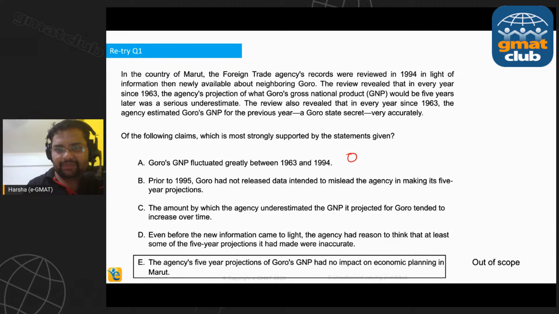So I'm happy to see nobody chose this. Around two of you chose this, and around 7 of you chose this, which is the correct answer. And around one of you chose this as well. So option E is arguably the easiest thing to reject because you have no idea about economic planning, what kind of impact. Economic planning is the one thing that's completely out of scope. You have no idea about it. It's the easiest option to reject.